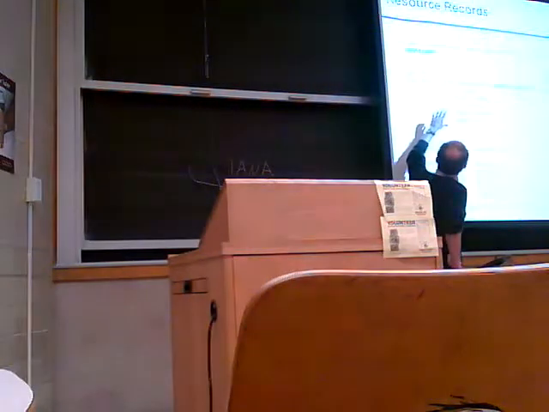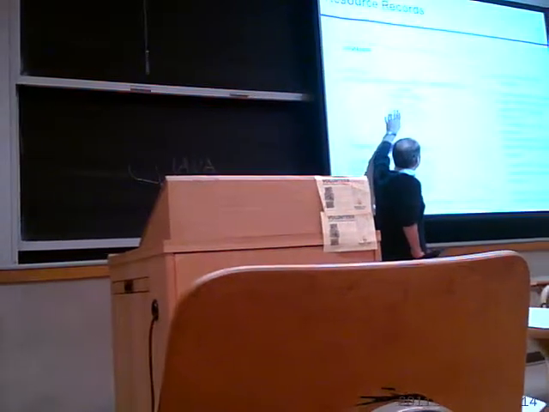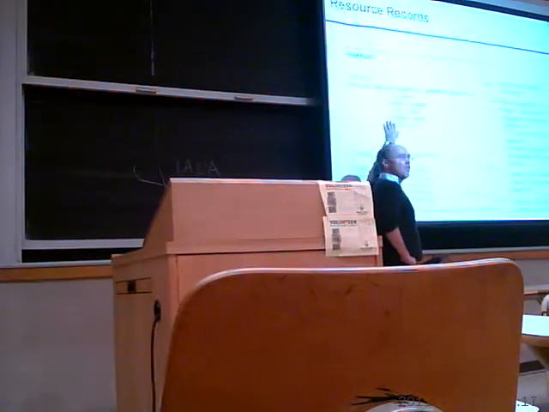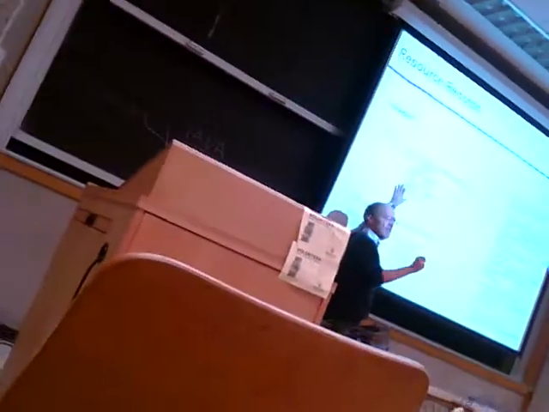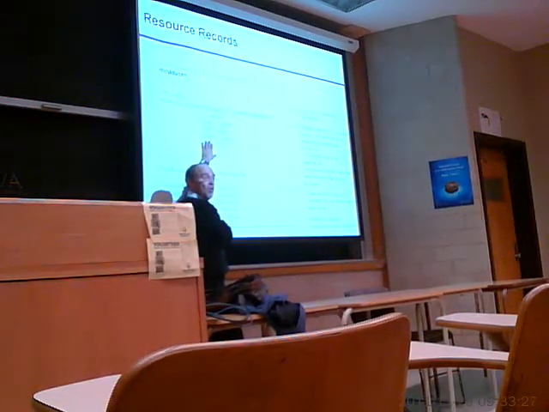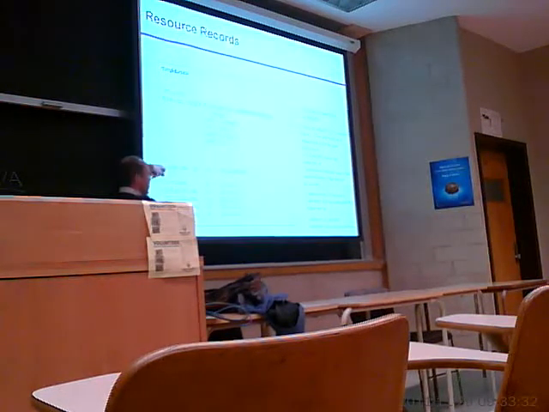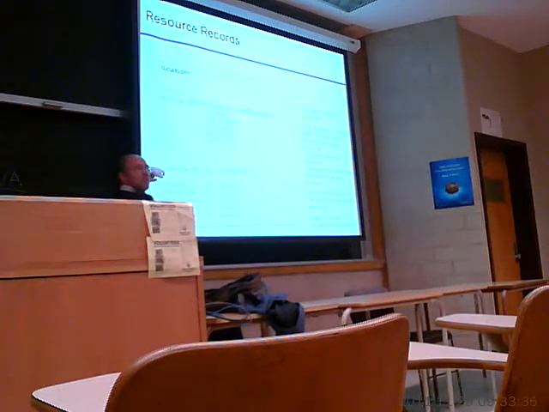And the zone file has some header. This is the start of authority record that tells which zone this name server, the name server with this file, is responsible for. And then it has a set of records. Most of them are address records.